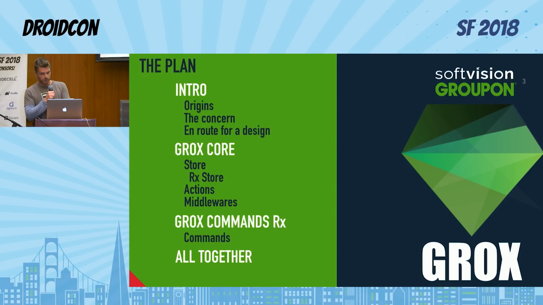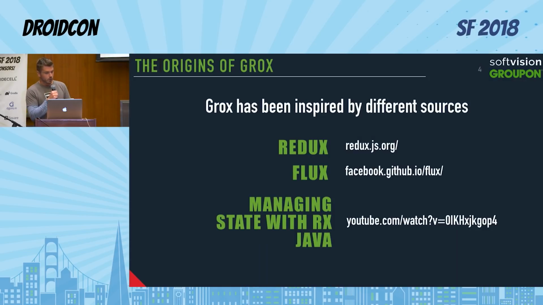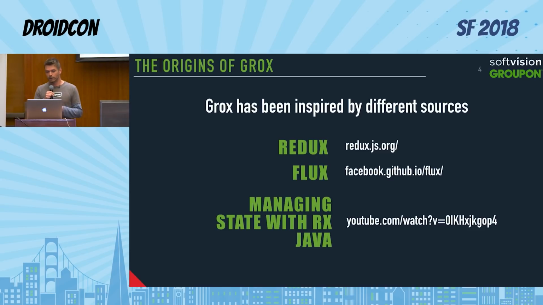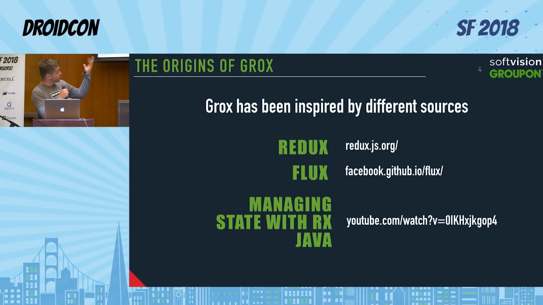Let's get started with the origins of the library. We got inspired by a few different sources. The first one is Redux, which can look a bit strange maybe on Android, but it's a very well-known open source library in the JavaScript world. You can find it on the web. We took some ideas from Redux, also some ideas on Flux from Facebook, which is also available on GitHub.